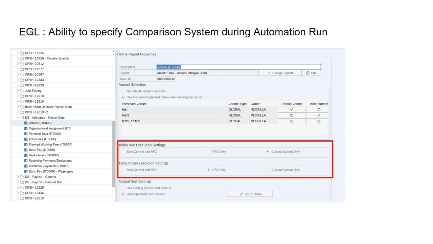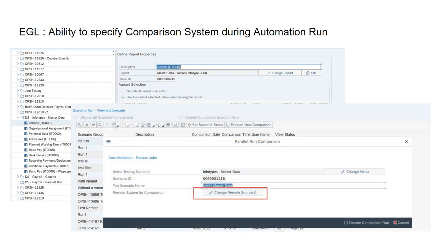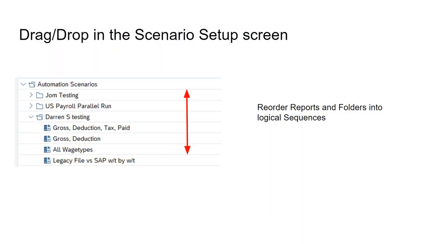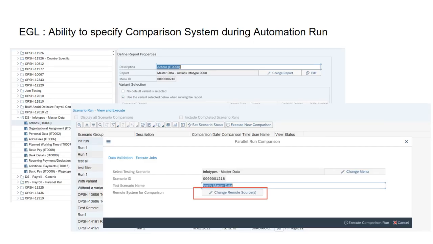Now, when we actually execute the report, we can specify the remote system that is used for all of the reports. So if you had 20 info type comparison reports, you can specify the remote system at that point in time, and that will be used for each of the individual reports to get the comparison results. So it speeds things up. It means that essentially you can run the report straight out of the box with no setup.